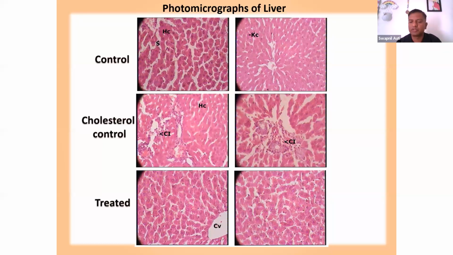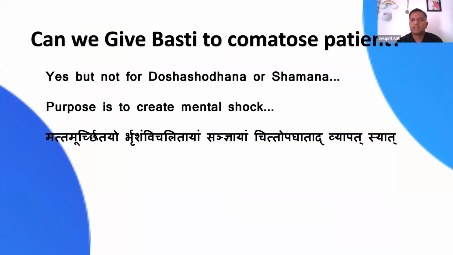There is no such type of injury to the liver was seen. So there is one more important query regarding Basti therapy and its clinical application: can we give Basti to the comatose patient? I have seen many practitioners giving Basti in comatose patients. I don't know what the purpose is. So we searched in our classics.